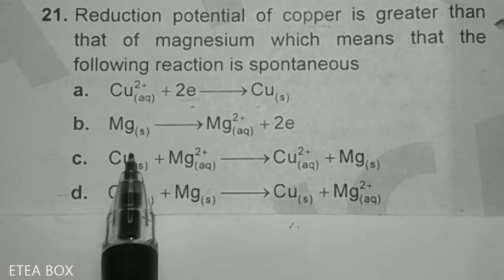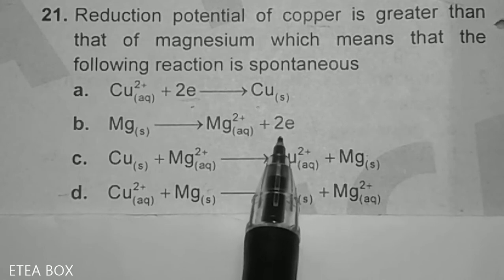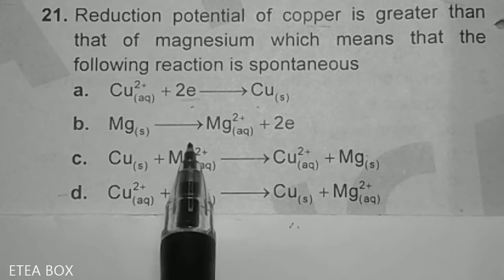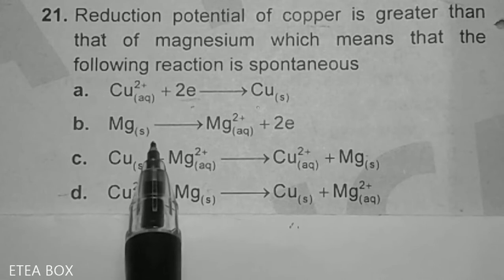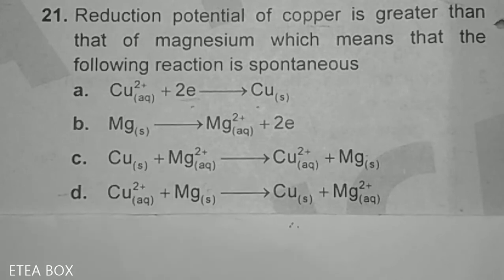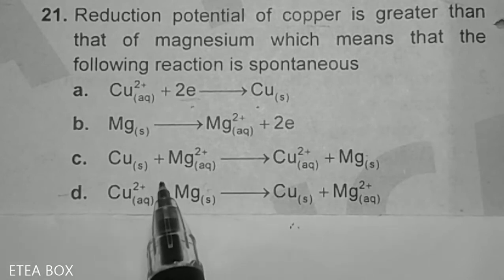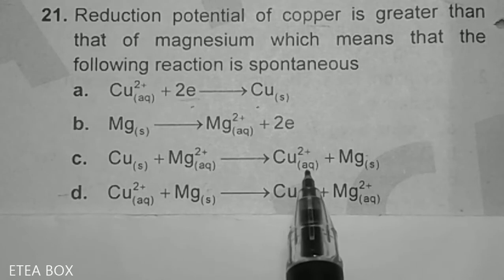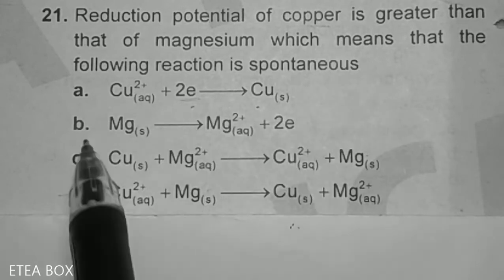Okay, look at the B option. Magnesium has lost the electron, but from where this electron goes we don't know, because there is neither oxidation process nor reaction process, and the oxidizing agent is not present. Look at the C option. The copper has lost the electron, which means that oxidation occurs in copper, which is incorrect, because the reduction potential of copper is greater. So this one is incorrect.